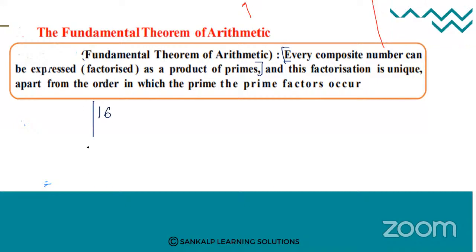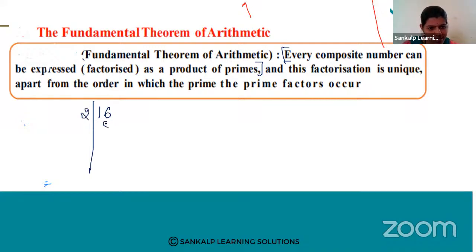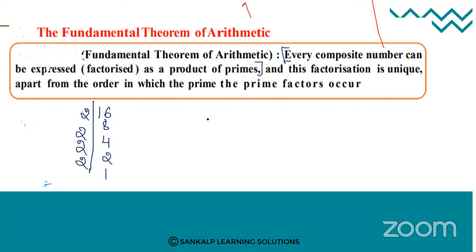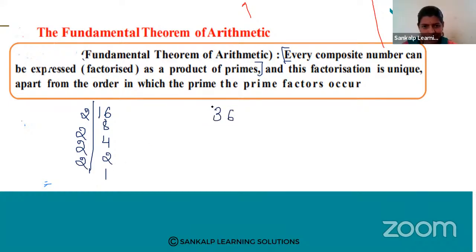16 is a composite number. So if I do the prime factorization method, 2 8s are 16, 2 4s are 8, 2 2s are 4, 2 1s are 2. Next, if I consider 36, what will happen? 36 is also a composite number. 2 18s are 36, 2 9s are 18. Next, 3 3s are 9, 3 1s are 3. So how many factors am I getting here? 4 factors. Yes. Another example I will consider, that is 45.